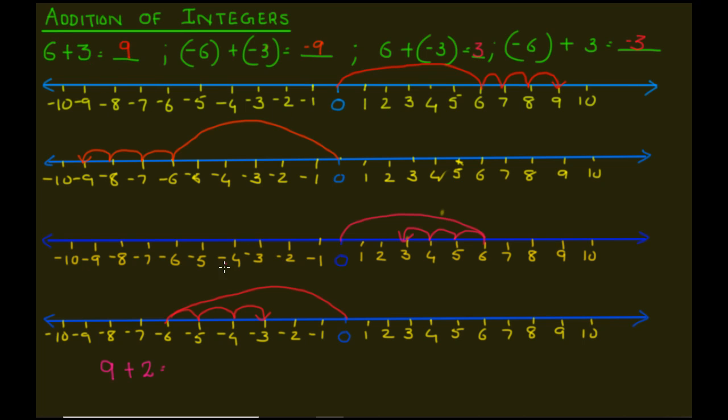Look at the number line here. 9 plus 2 is 11. Are we clear? Let's take the next one. What if it is negative 8 added to negative 2? So here we have two negative integers. Negative 8 plus negative 2, you add and get negative 10.